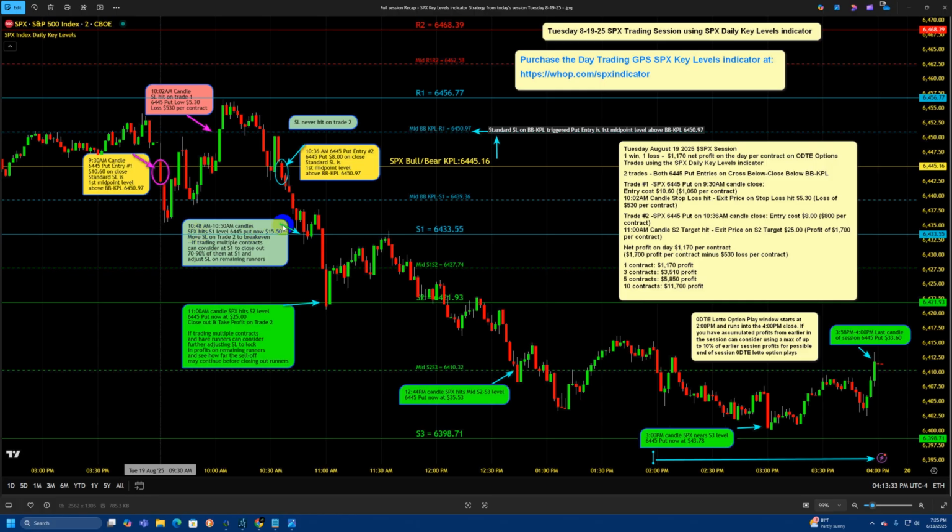If you're just trading one contract, then when it hits S1, you can consider going ahead and changing your stop loss to the entry price here. So you could go ahead and move the stop loss down to this level here by simply putting your stop loss at break even, which is the cost of the trade.